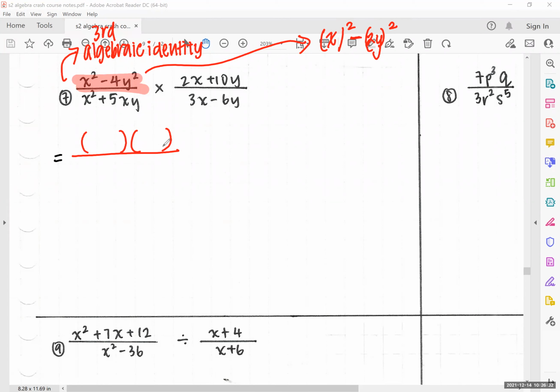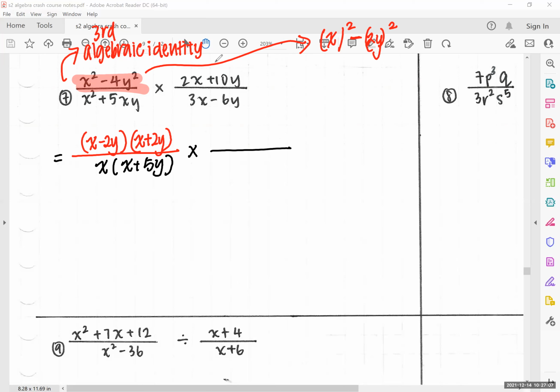So what is in the first bracket? x squared minus 2y? Oh, x squared is wrong already. Because the A is not x squared. The A is x. So x minus 2y, and x plus 2y. Yes, one is minus, one is plus. Next up, what about the denominator? Is there anything that I can factorize out? x. So what am I left with? x plus 5y.